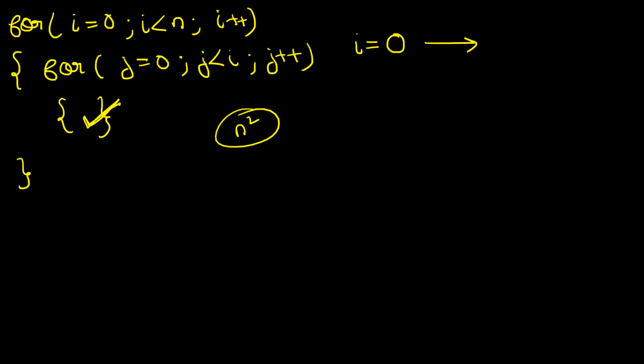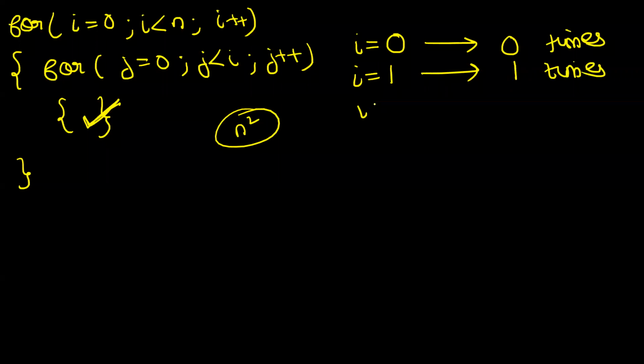Look, 0 less than i. So the inner loop is running for i times. So when the value of i is 0, how many times will the inner loop run? 0 times. Can I say this? The inner loop runs for i times, so 0 times. Then the value of i will become 1 and the inner loop will run for 1 time.